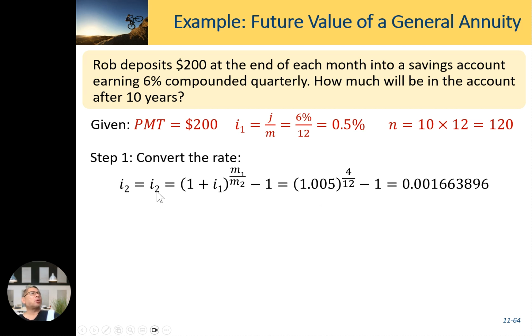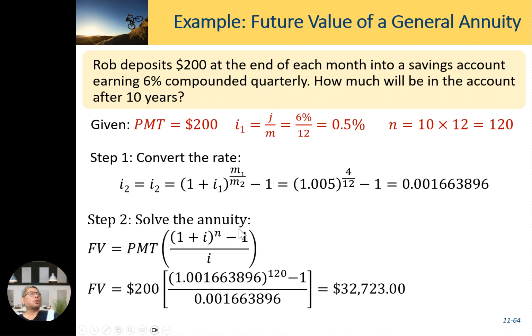I2 equal to, this is the logic here. You just plug in the numbers. The logic is (1 + 0.06/4)^(4/12) − 1, which equals 0.116. Okay, and then step 2, solve the annuity. You plug in the future value, look at this formula, and then you plug in the numbers here, and you get this 32,723.00.